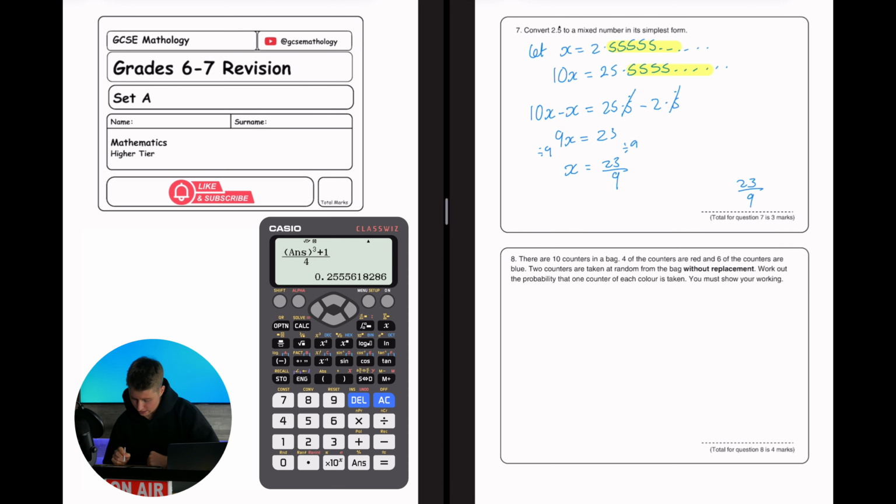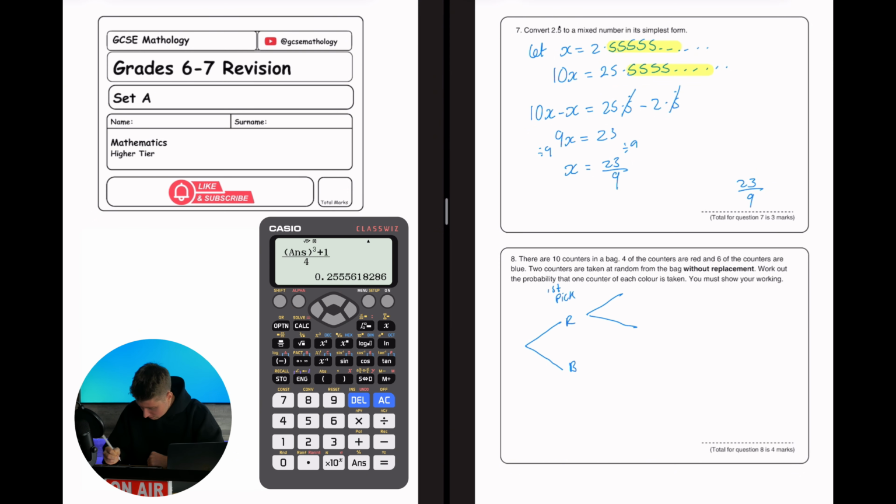Question 8 says there are 10 counters in a bag. 4 of the counters are red, 6 of the counters are blue. 2 of the counters are taken from the bag without replacement. Work out the probability that 1 counter of each colour is taken. So we're going to draw a tree diagram for the first pick and the second pick. So the 2 possible outcomes are either red or blue, and this is true for the first pick.